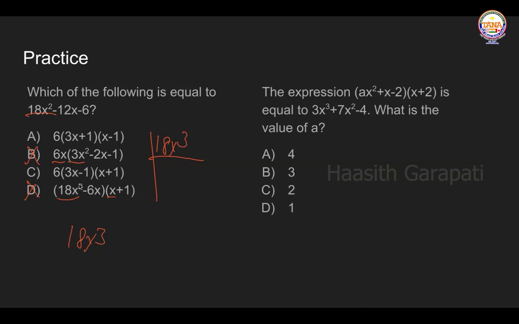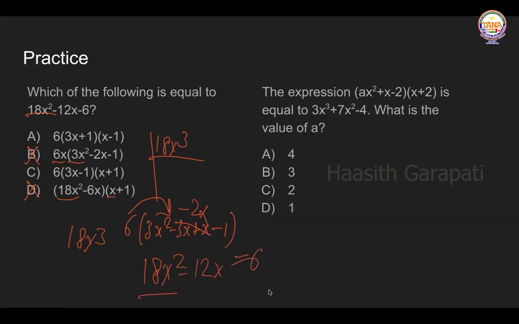Now A and C, okay, there's no way around it. You just got to expand it. So what does A look like? 6 times 3x squared minus 3x plus x minus 1. And this minus 3x plus x converts into minus 2x. If we expand the 6 out, we get 18x squared minus 12x minus 6. Oh, wow, look at that. It's exactly the answer. Therefore, A is the correct answer. You don't even have to look at C if you get the exact answer.